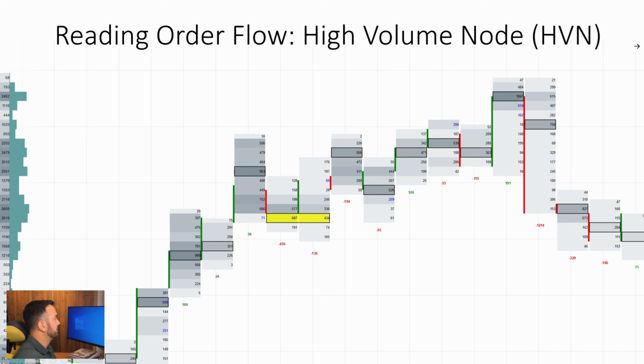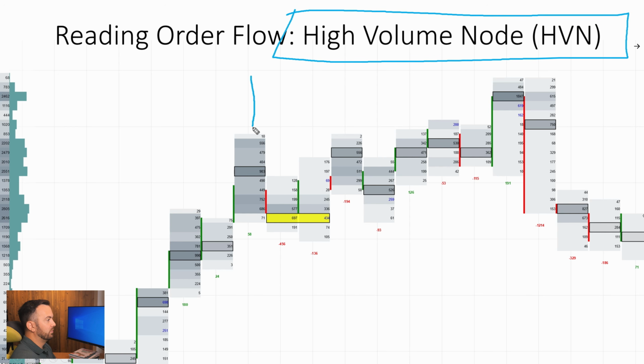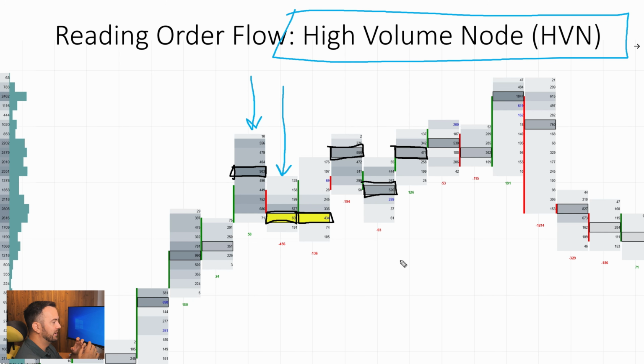Now, speaking of the importance of heavy volumes, I also need to mention high volume nodes. There is a high volume node in every footprint. My software draws a black bracket around that high volume node, and it's the place where the heaviest volumes were traded in each footprint, right? So in each footprint there is a high volume node, and it shows where the heaviest volumes were traded in that particular footprint. I'm not saying that you need to trade every high volume node that you can see on your chart, but it's usually handy to know where the heaviest volumes were traded in each footprint, right?